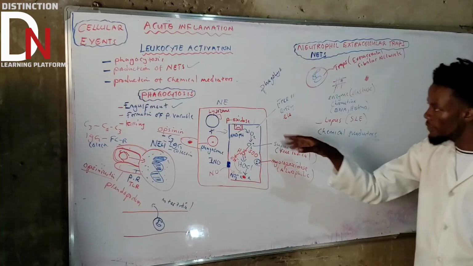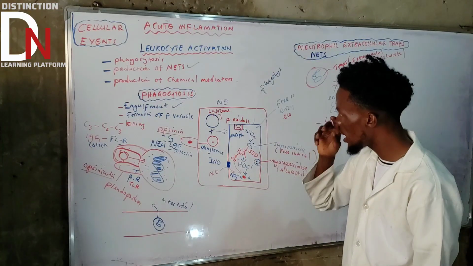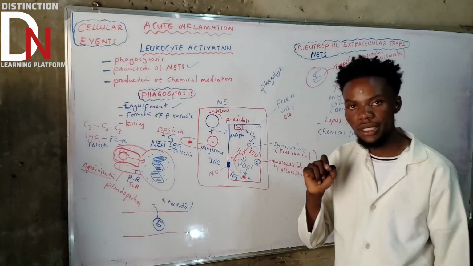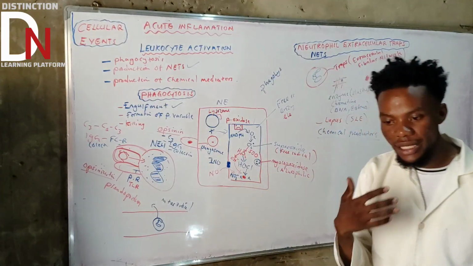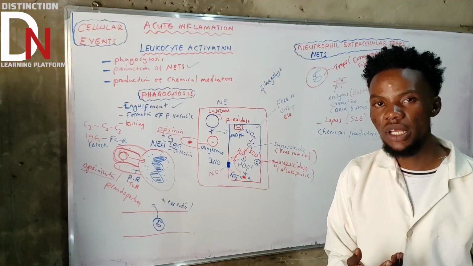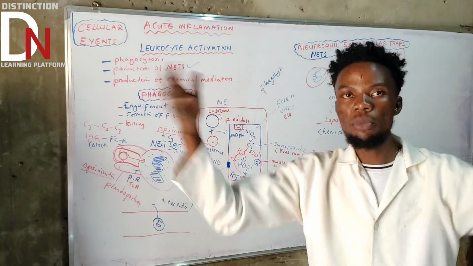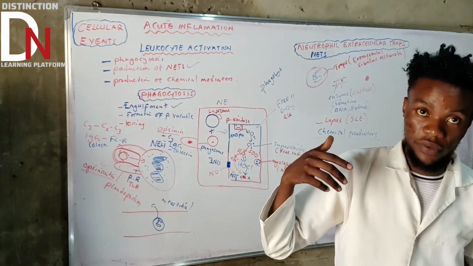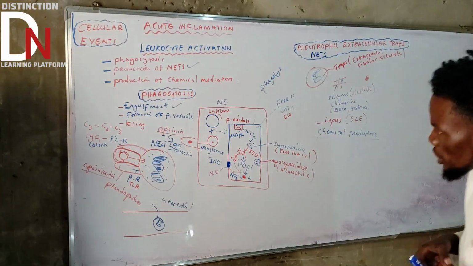After everything here happens, these neutrophils or leukocytes are also able to produce chemical mediators. The reason why they produce chemical mediators is because they need to call more leukocytes to the site of infection. Okay? Very important one.